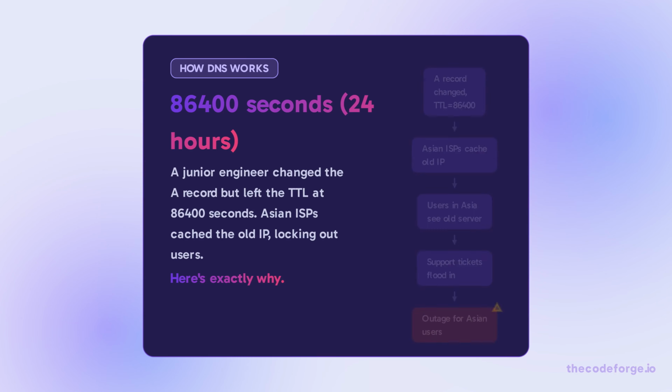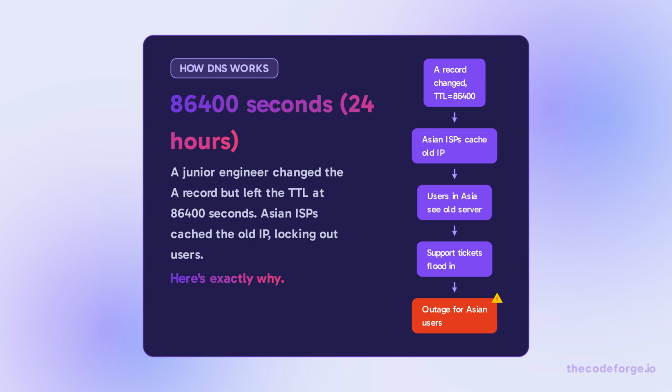A junior engineer changed the A record but left the TTL at 86,400 seconds, 24 hours. Asian ISPs cached the old IP, locking out an entire region.